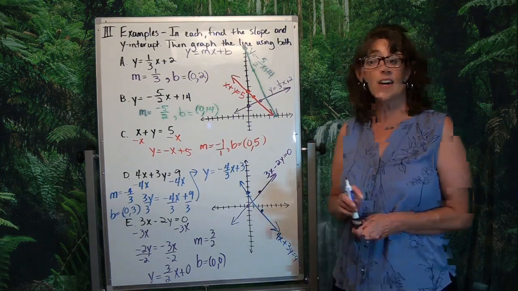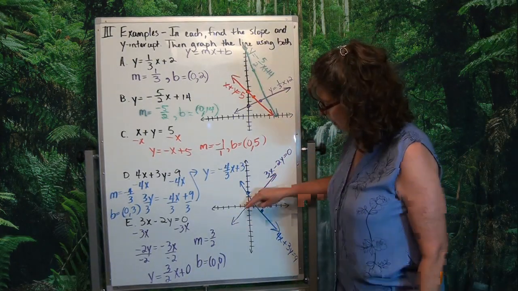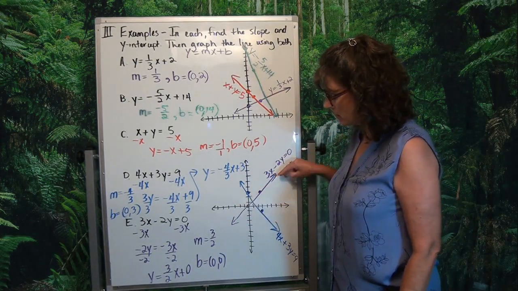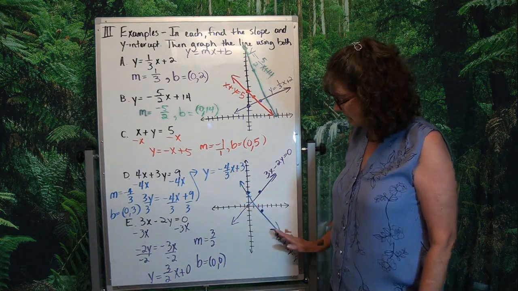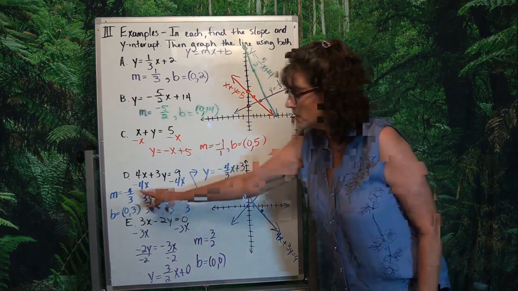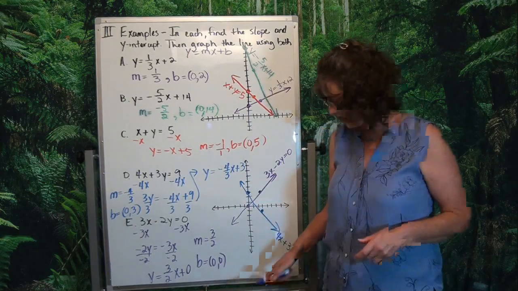And let's double check with that skier. Remember, positive here. Did that have positive slope? Yes, it did. Negative here. Did it have negative slope? Yes, it did. So it all comes together.